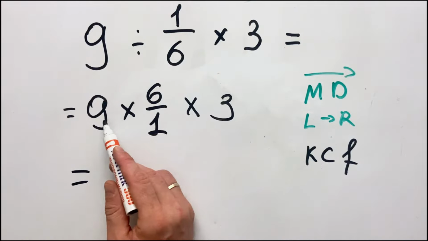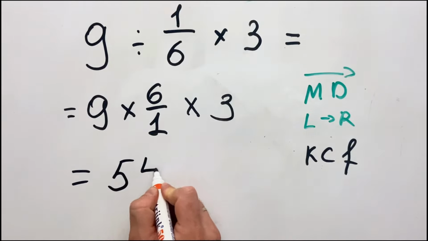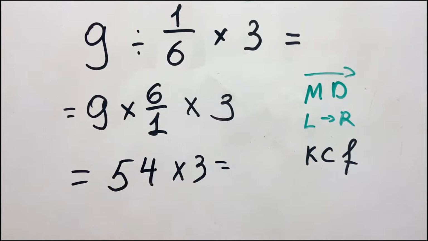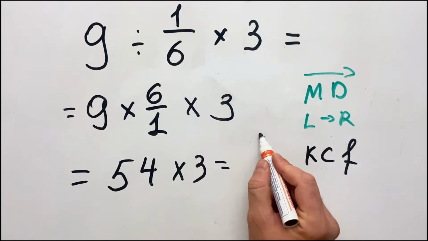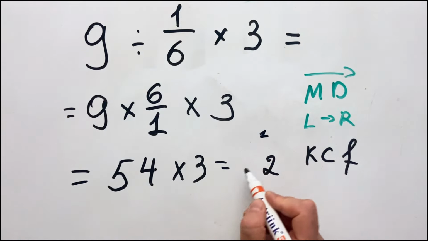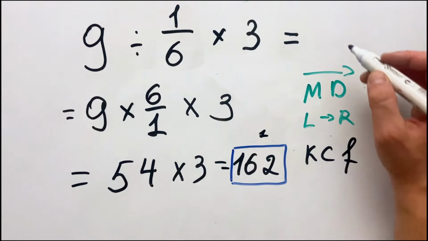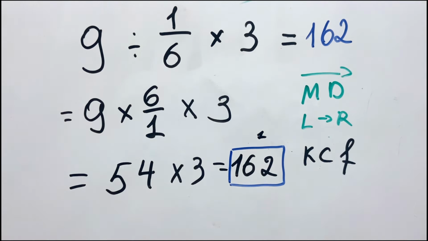So what do we get? 9 multiplied by 6 gives 54, multiplied by 3. And 54 multiplied by 3: 3 times 4 is 12, write 2 and carry 1. 3 times 5 is 15, plus 1, we get 162. And the correct answer for this equation is 162.